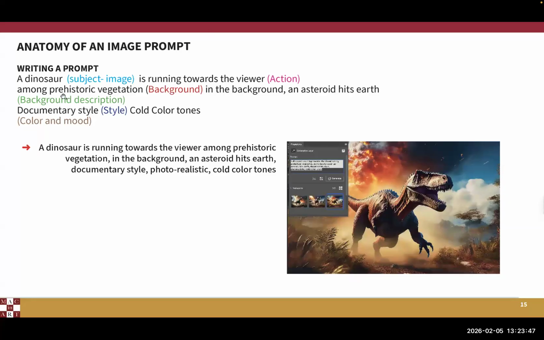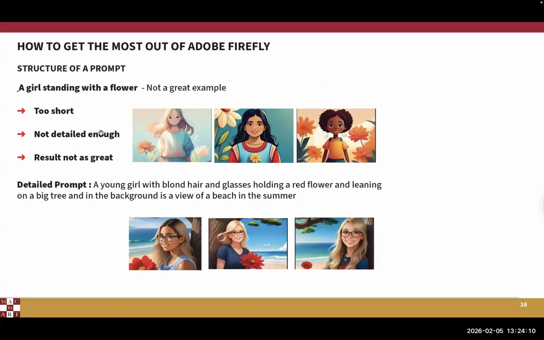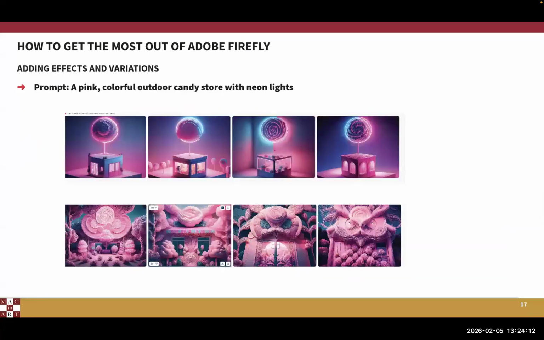So if we look at it, the dinosaur is the subject. It's the image that we're going to create. What is he doing? He is running. That's the action. Where? The prehistoric vegetation, that's the background. In the background, there's other stuff. So documentary style, this is the style and the mood that you have. And this is how we're going to start in a minute and do it together.